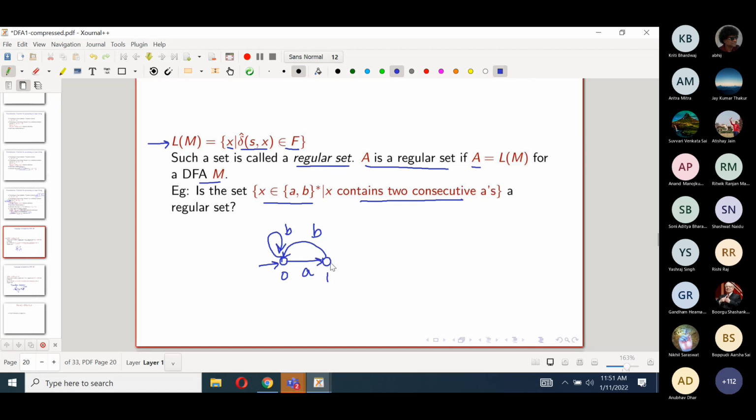From 1, if I get a B, I get to 0, and from 1, if I get an A, I get to 2. At 2, I stay no matter what, whether I get A or B. What is your final state? Final state is 2.